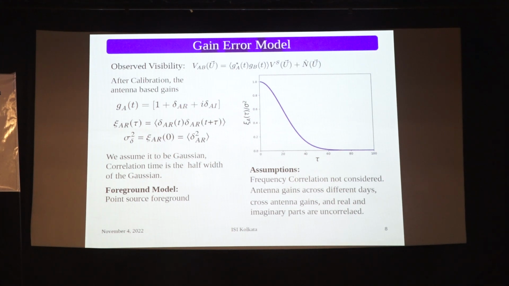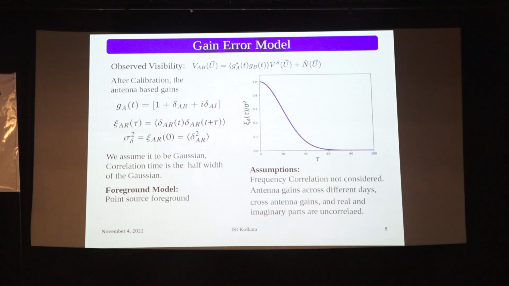I also said that we will be subtracting the foreground. For that we choose point source foregrounds in our study, because point sources can be very accurately modeled compared to the galactic diffuse synchrotron emission. So we can directly subtract these point source foregrounds from the visibility itself.